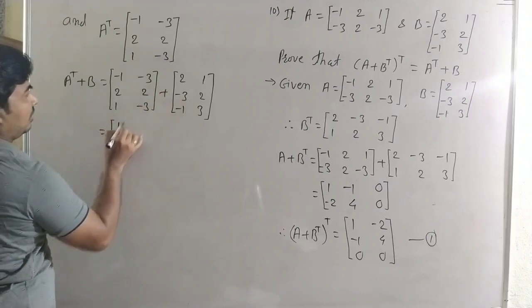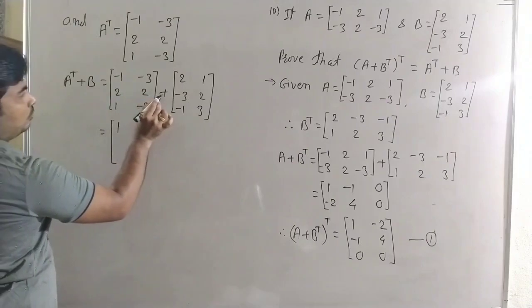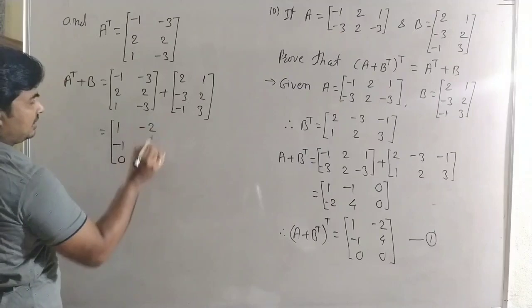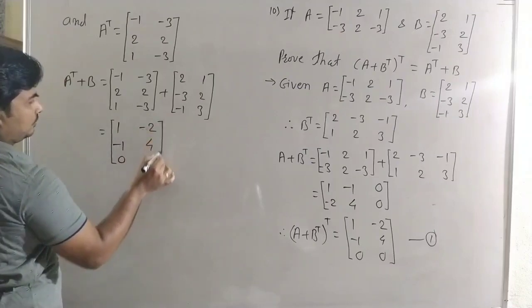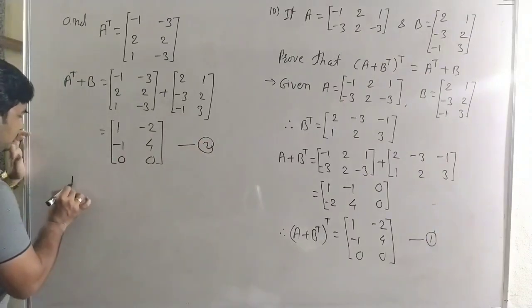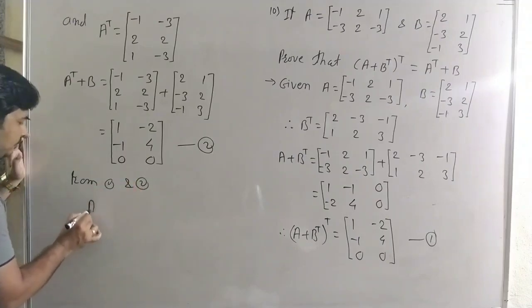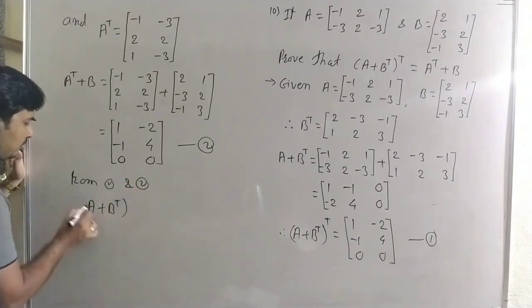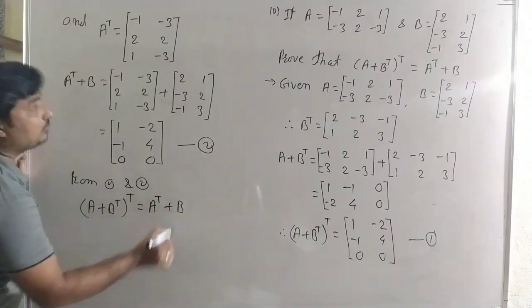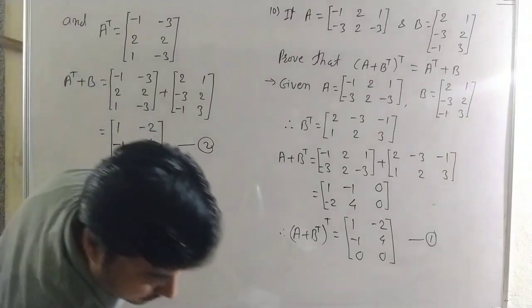Minus 1 plus 2 is 1, minus 3 plus 1 is minus 2, then 2 plus minus 3 is minus 1, 2 plus 2 is 4, 1 minus 1 is 0, and minus 3 plus 3 is 0. It is equation number 2. And from 1 and 2, (A plus B transpose) transpose is equal to A transpose plus B. It is the proof. See carefully this. Now we see the next example.